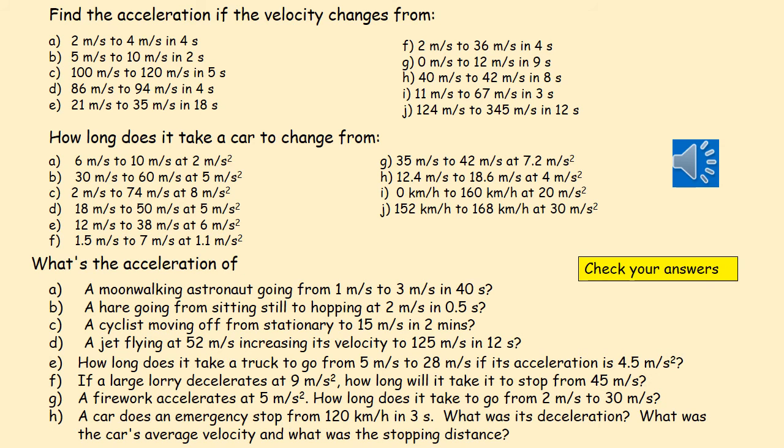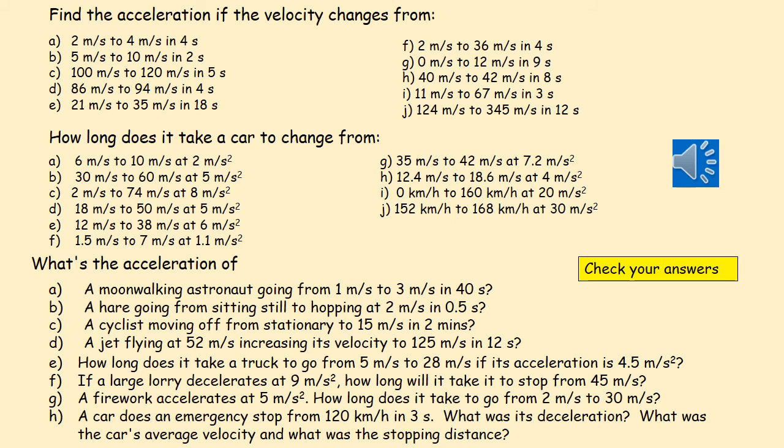H is 2 over 8, which is 0.25. I is 56 over 3, which is 18.6 recurring. And finally J is 221 divided by 12, which should give you 18.4.